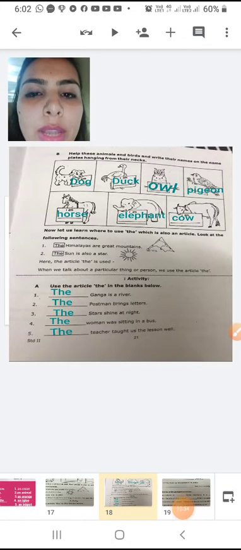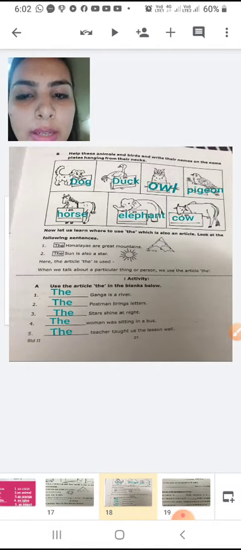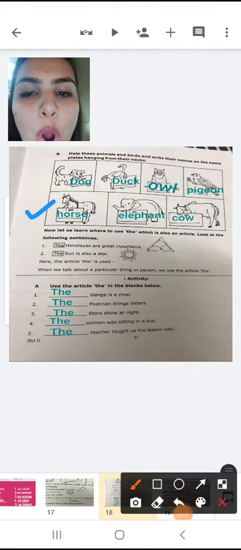Next is what it is? It is owl. Then I am owl. O-W-L, owl. Next is again I am pigeon. Write down P-I-G-E-O-N, pigeon. Next is horse. I am horse. H-O-R-S-E, horse.